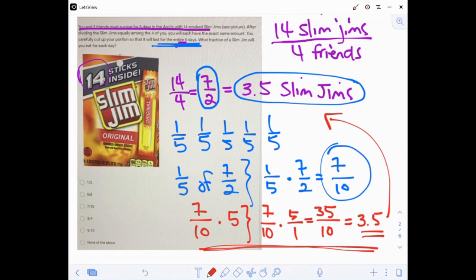And that is one of the answers. You can see it here, 7/10. Okay. There are a couple of ways to solve this problem, but I wanted to give you this as an example.